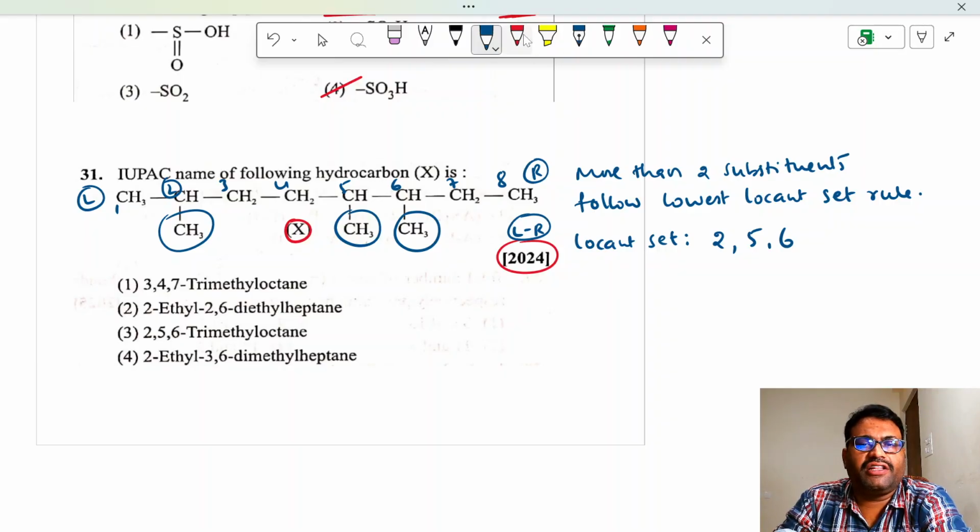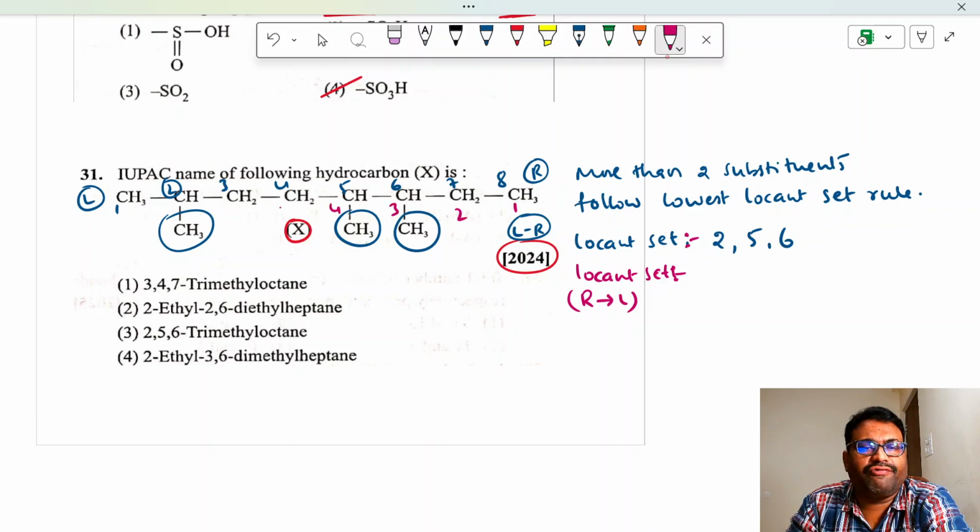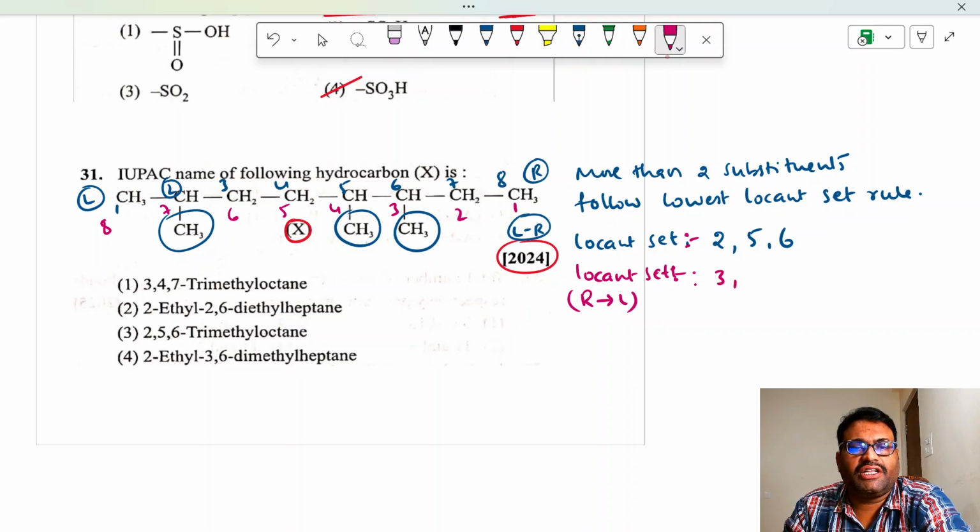Okay. Another locant set, let us take. Locant set 2. In this, let us number from right to left: 1, 2, 3, 4, 5, 6, 7, 8. Where do you find these substituents? At the third position, next at the fourth position, and at the seventh position.